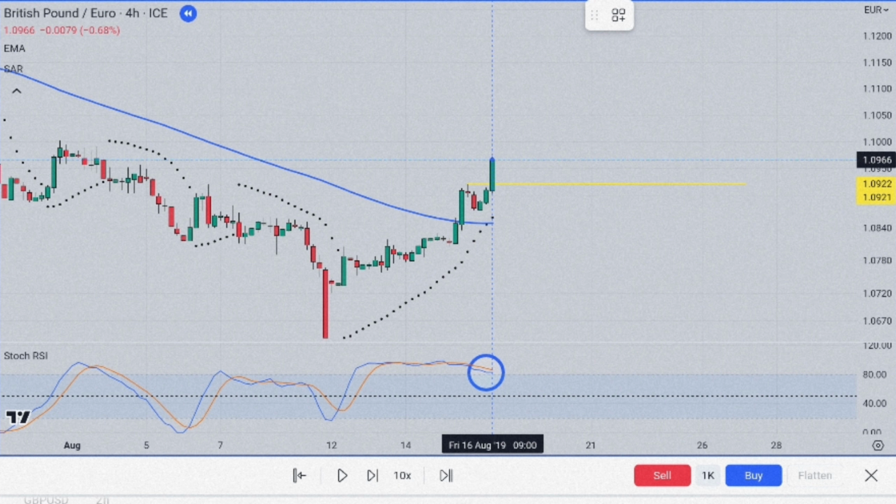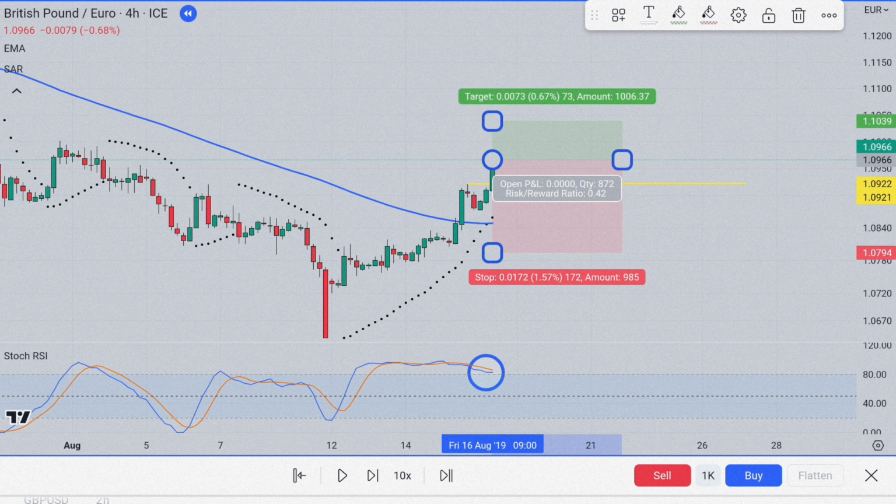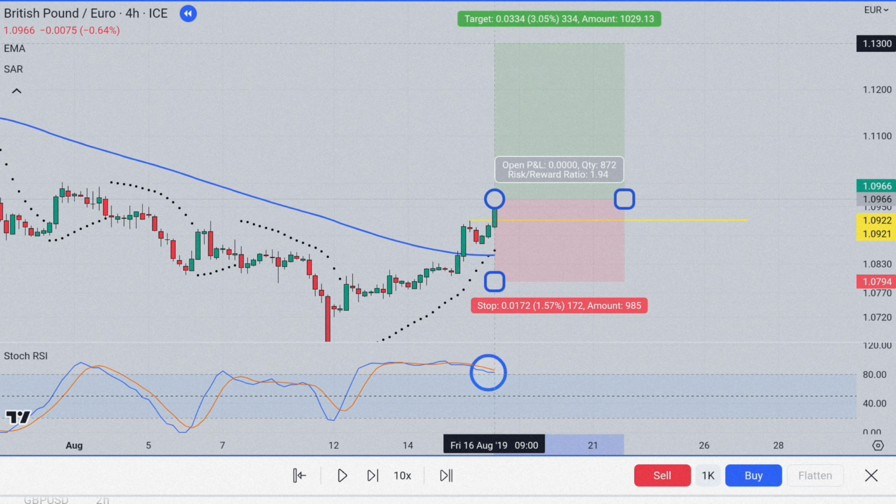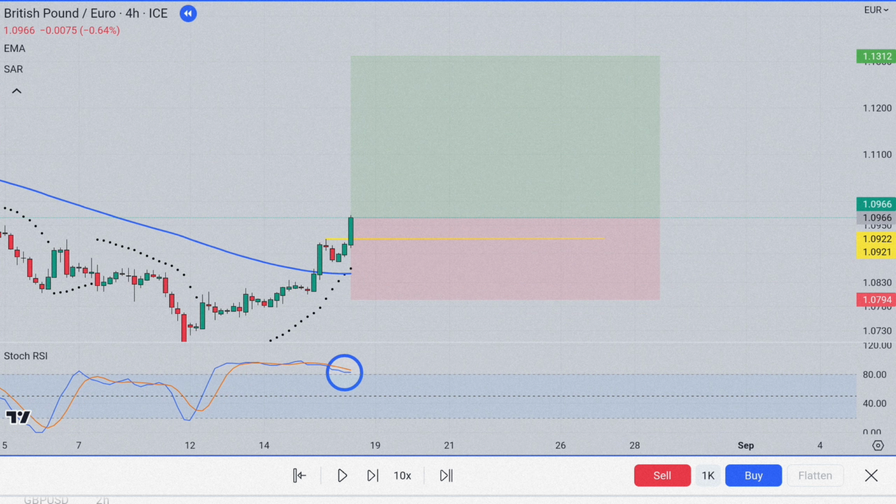The parabolic SAR indicator still maintains a buy signal below the price, and both lines of the stochastic RSI indicator are above the 50 level. We will place the stop-loss level below the last swing low, and our target will be a 1-to-2 risk-reward ratio.